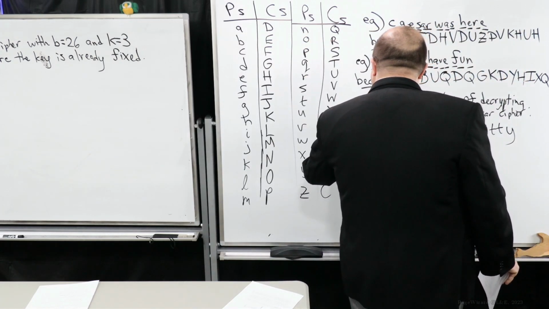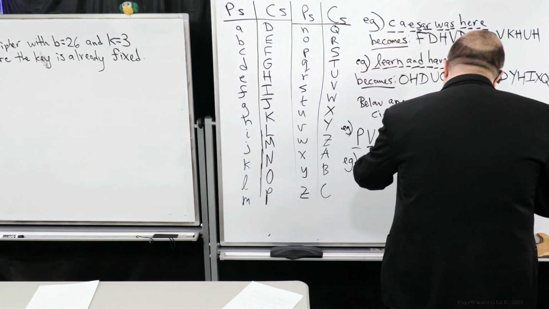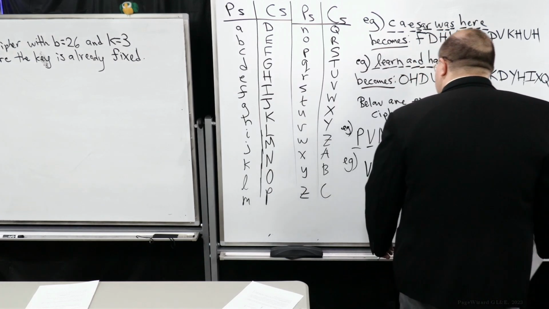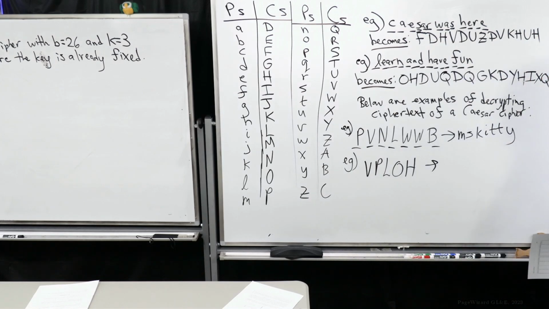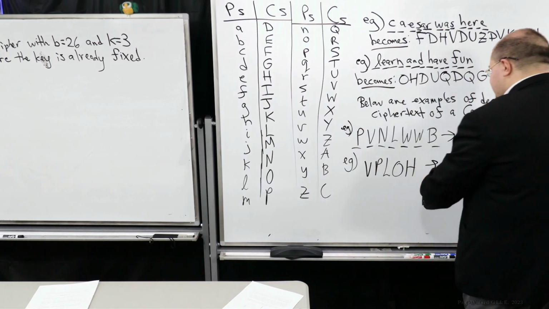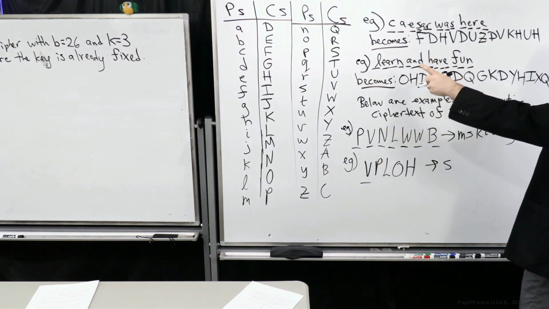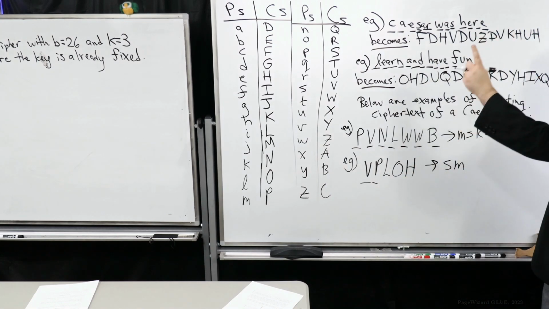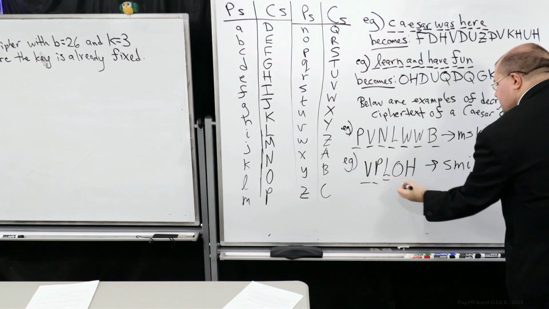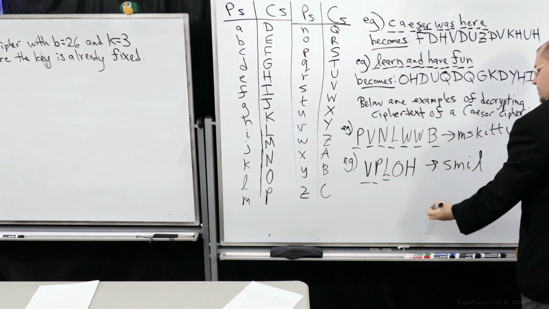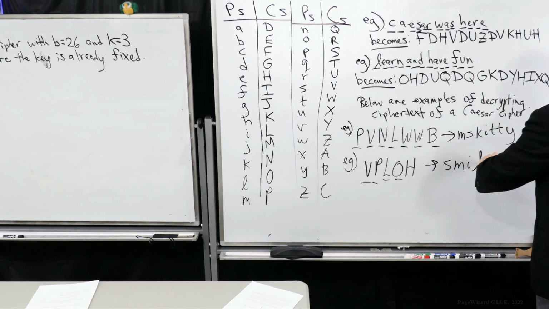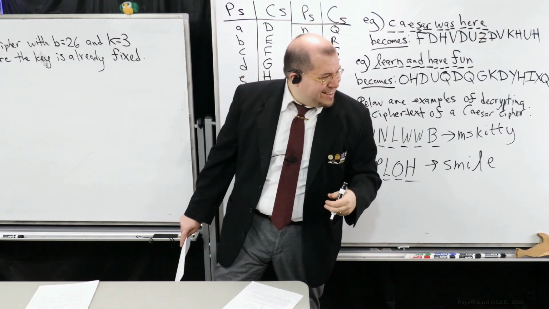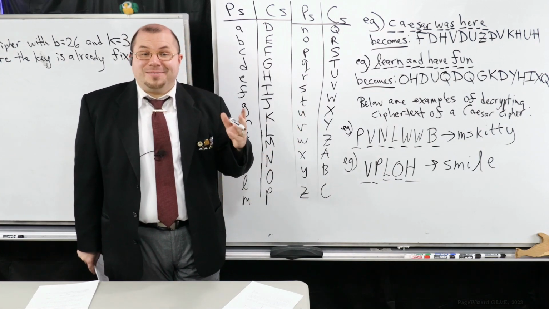Let's do another example. How about if I give you VPLOH? So let's go through the same process again. So capital V is S. Capital P, let's look for capital P, it's right there. It says M. L, that's I over there. O is L. And then we have H. H is E. So in this case, we get smile. So lovely stuff, right? We got smile.